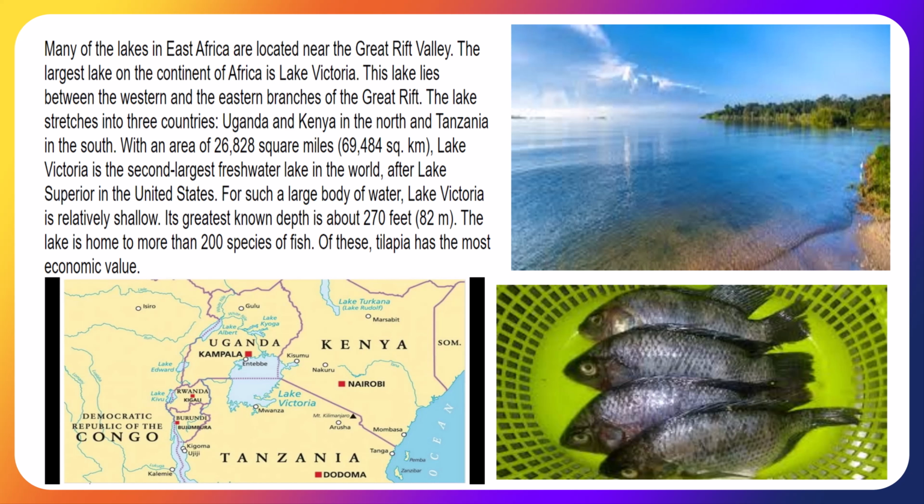For such a large body of water, Lake Victoria is relatively shallow. Its greatest known depth is about 270 feet. The lake is home to more than 200 species of fish. Of these, tilapia, pictured bottom right, has the most economic value.